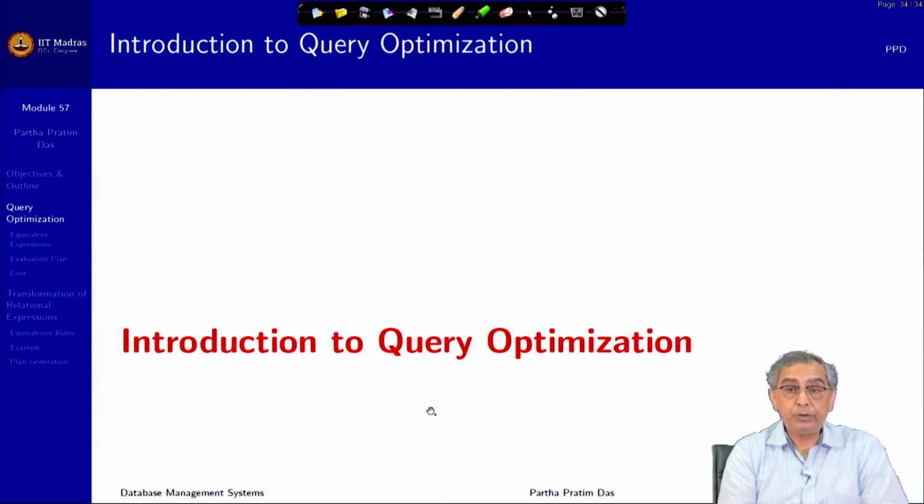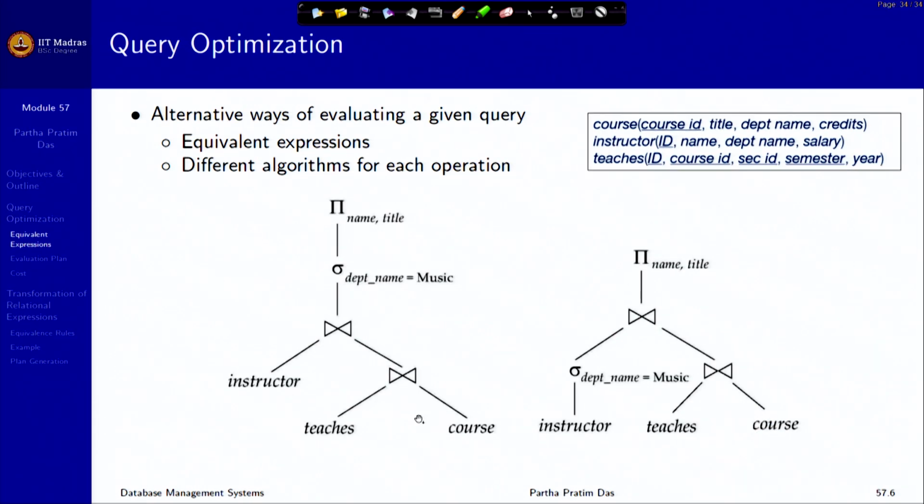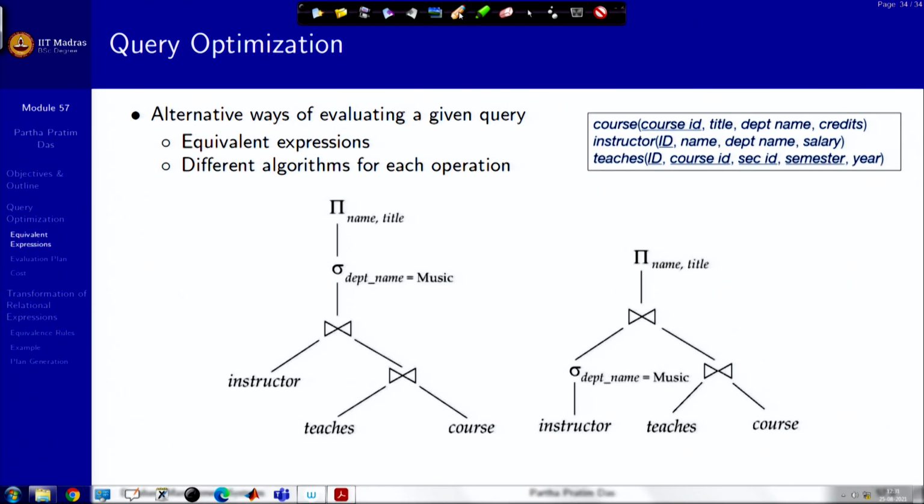So, just to look at query optimization, these are the two basic steps. Once the translation has happened, you have a relational expression. You generate equivalent expressions and use different algorithms for each operation in those equivalent expressions, and then you evaluate them for cost and choose the best one. These expressions are now shown in terms of a tree structure.